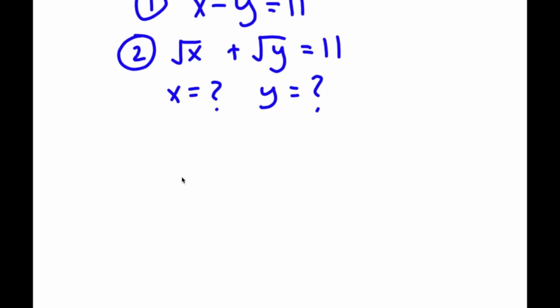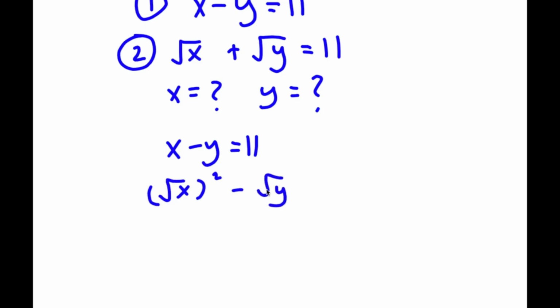So now the first thing I'm going to do is let's first go ahead and rewrite our first equation, x minus y is equal to 11. So what I'm first going to do is I'm going to rewrite this as the square root of x squared minus the square root of y squared is equal to 11. The square root of x squared is the same thing as x because the square root and the power cancel out, and this is the same thing for the square root of y squared.